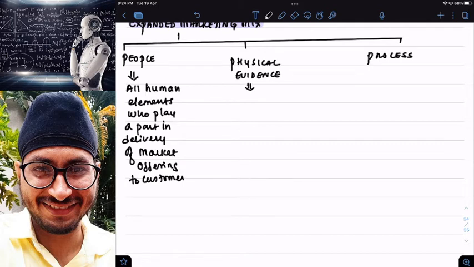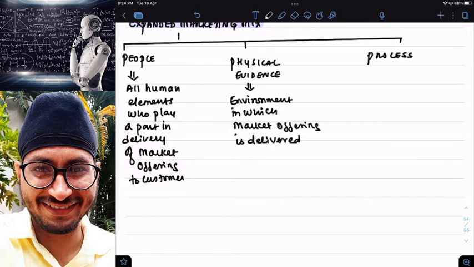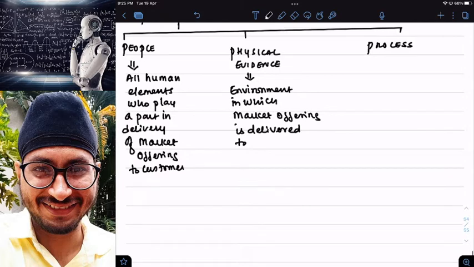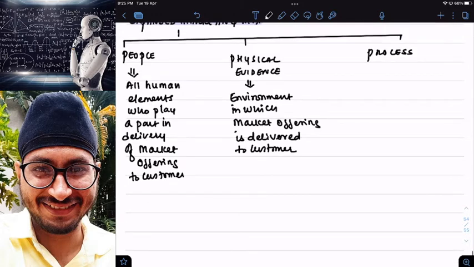And then physical evidence. Physical evidence means business environment, the environment in which the market offering is delivered to the customer. Or you can say, where do the buyer and seller interact with each other? How the buyer and seller talk to each other, that comes under physical evidence.